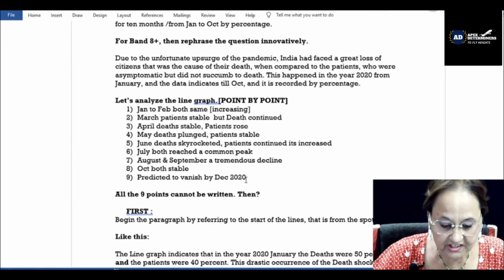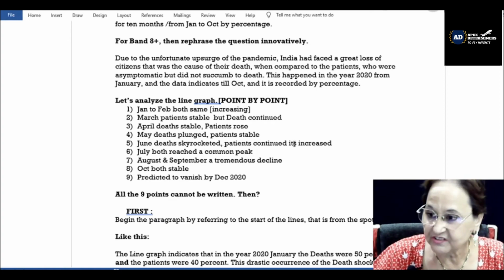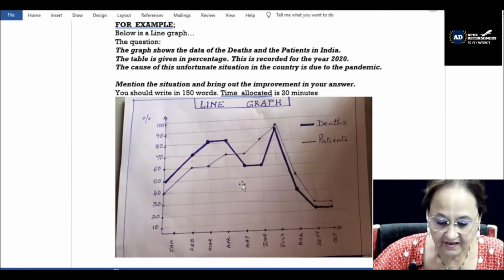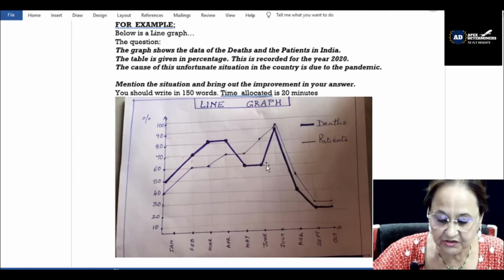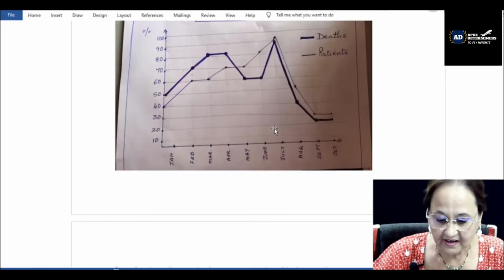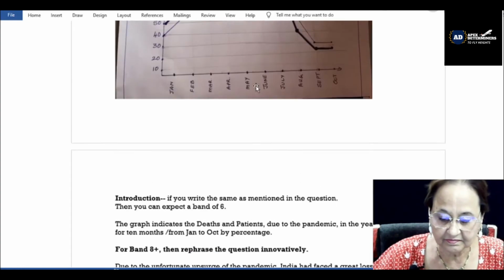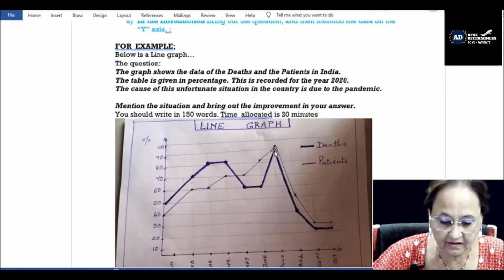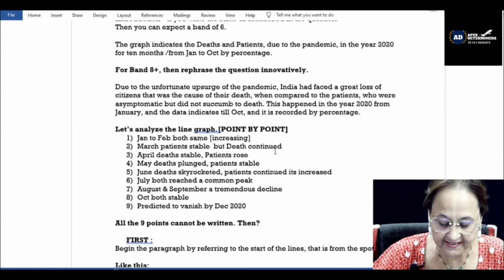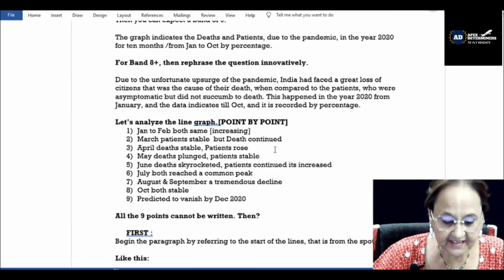Then you go, this is month by month we are working on. June, deaths skyrocketed, patients continued its increase. And then you come to July. Both reached a common peak. Both were at 90.